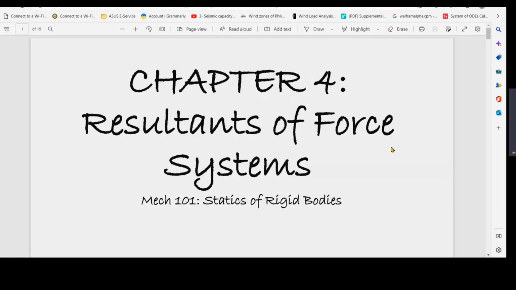Good day, everyone. I will be discussing Chapter 4, or the resultants of the force systems. Upon looking at your syllabus, this topic is still under Chapter 2, but there are certain topics that we need to discuss first under Chapter 3 before we understand the concept of resultants of force systems. That's why there is a certain revision of our syllabus.